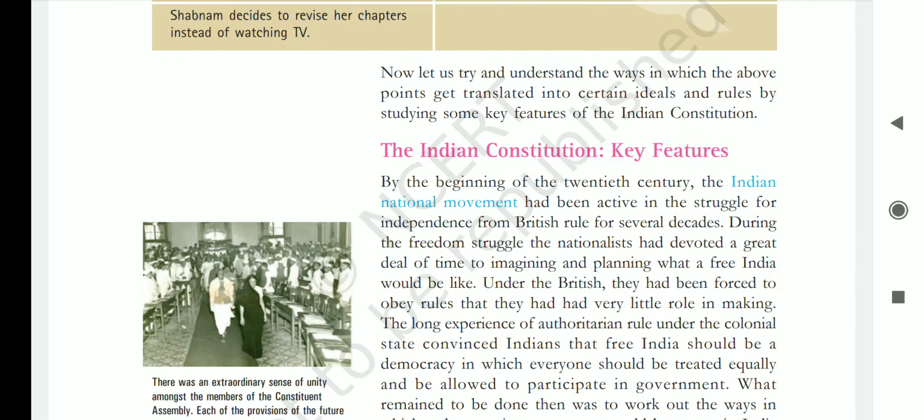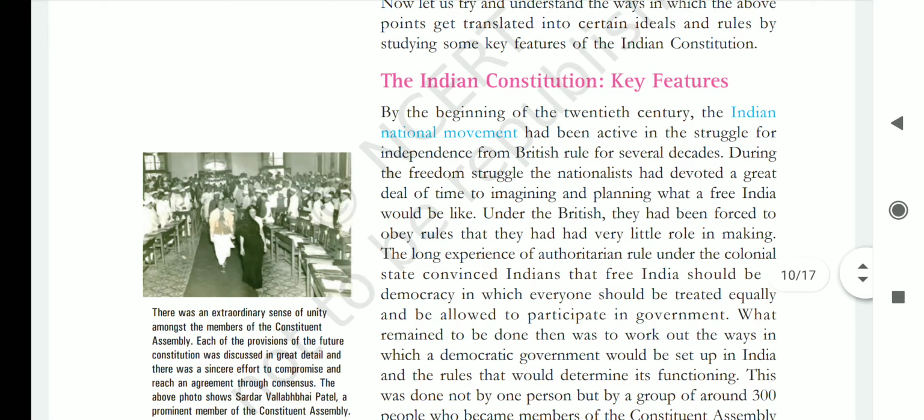Now let us try and understand the ways in which the above points get translated into certain ideals and rules by studying some key features of the Indian Constitution. By the beginning of the 20th century, the Indian national movement had been active in the struggle for independence from British rule for several decades. That means all the Indian people were busy with their struggle for independence from British rule for many years.